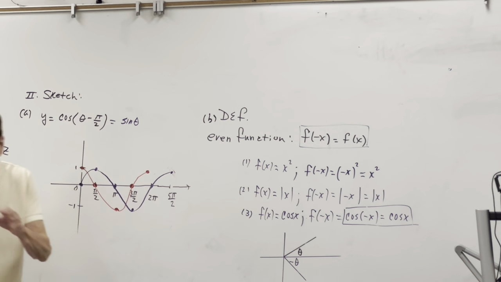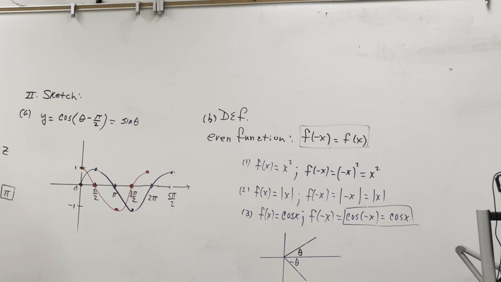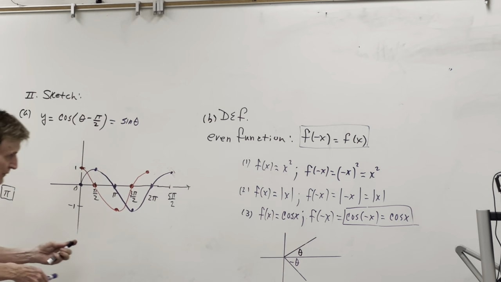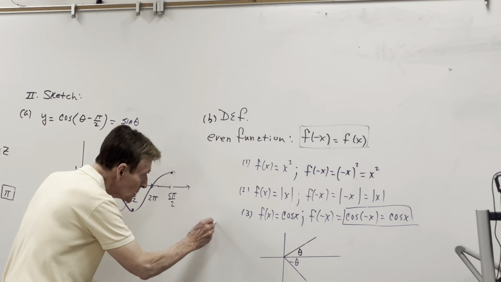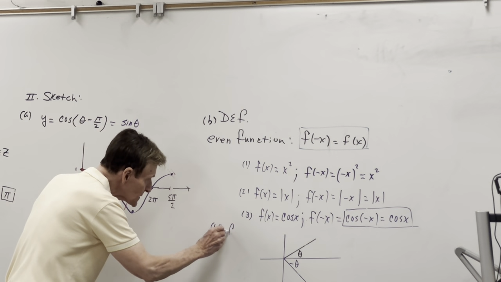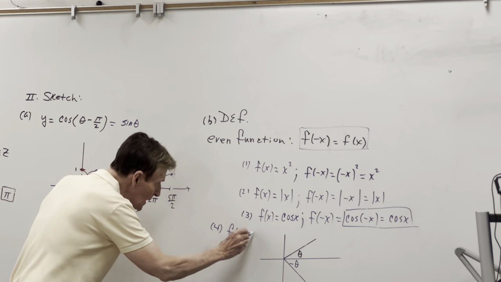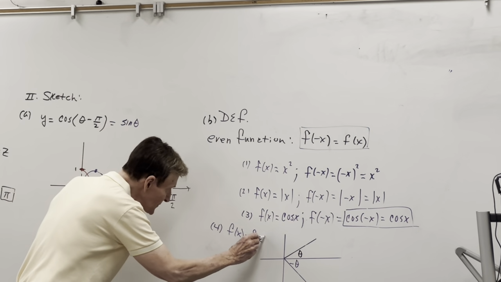Now, if cosine's even, what other of the 5 remaining ones might also be even? That's related to it. Secant. Throw this in, without a rationale here, number 4. f of x is equal to secant x. Also, if I need it, is even.